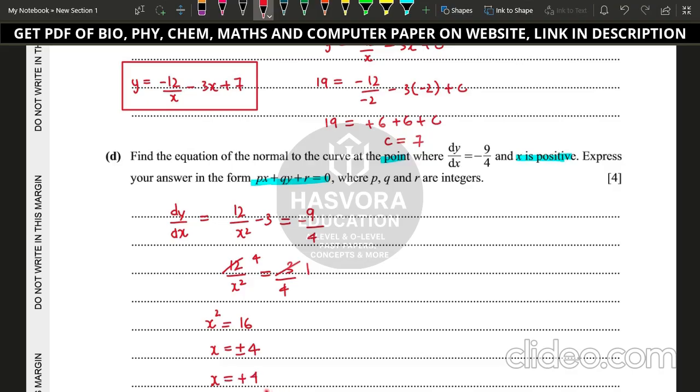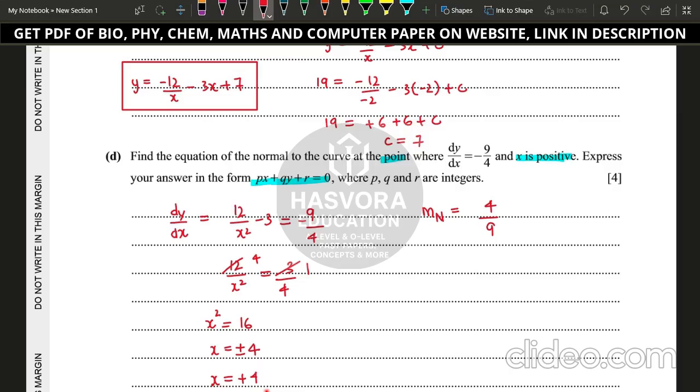Now the second thing that is important here is your gradient. So what is the gradient? They have told you that it is the point where dy by dx is minus 9 by 4. If you just see, for the normal it is the negative reciprocal. So if I take the negative reciprocal, it will become 4 by 9, and the minus will become plus because negative into negative becomes positive. Now I have the gradient, now I have the point, and now I can simply find the equation.